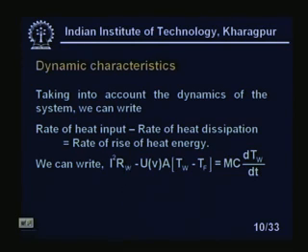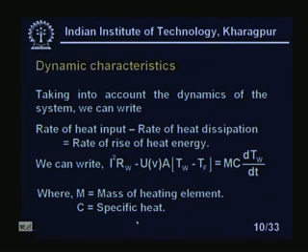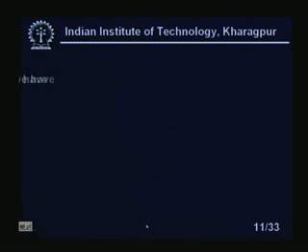So, we can write I square R W minus U V A (T W minus T F) equals M C dT W by dt. You see, the units and legends are slightly different from the previous equations. T F will remain the same because it is the fluid temperature and does not depend on the wire temperature, but R W, U V and T W have all changed. Here M is the mass of the heating element and C is the specific heat of the element.